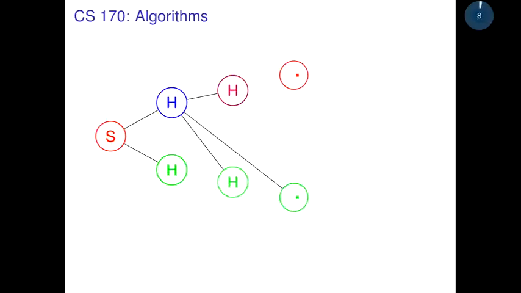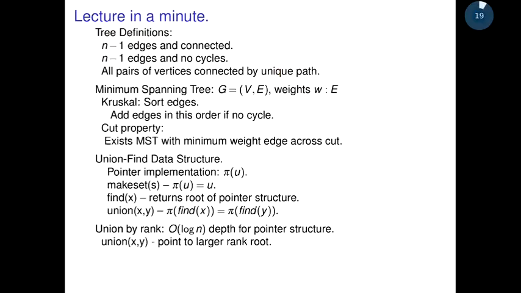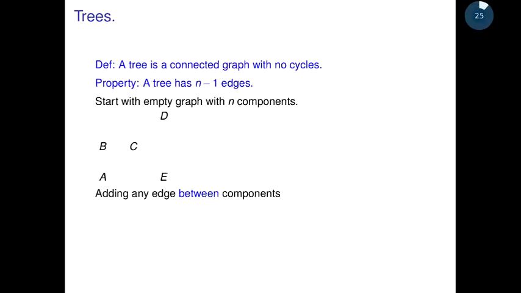Oh yeah, that's a tree. That's a lecture in a minute. Okay. So that's the empty graph. And now adding any edge between two components. How many components are there now? Yeah, they're all by themselves, right?